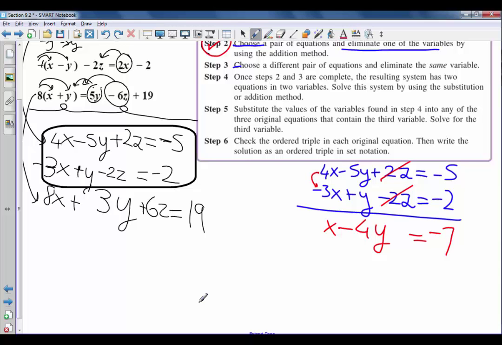Okay, what is next? Choose a different pair of equations and eliminate the same variable. So there are 2 things you need to pay attention to. Now you're gonna make another selection, but this time you're gonna pick different pairs and eliminate the same variable. Don't go with y. You eliminated z here, right? You still need to eliminate the same variable z next. So which 2 do you wanna pick now?